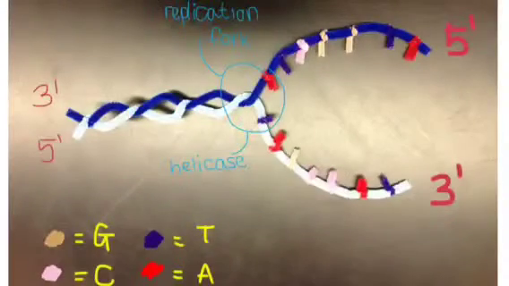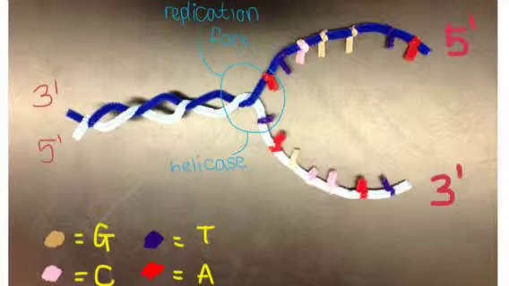The first step in protein synthesis is transcription. This is where the enzyme called RNA polymerase creates a complementary copy of the code by building a molecule of mRNA. In this picture, we have a DNA double helix being unwound or unzipped by the enzyme called helicase.